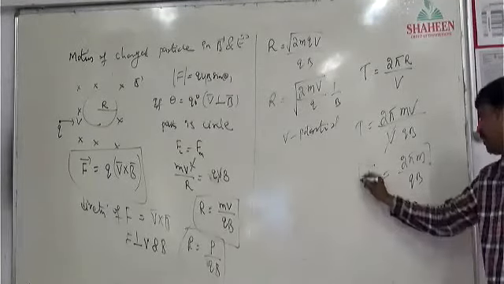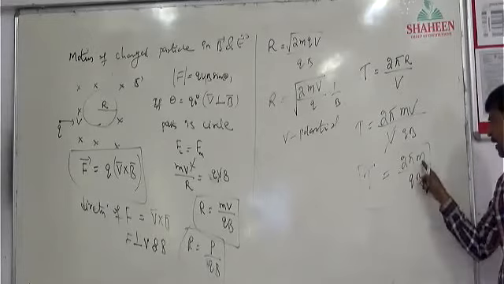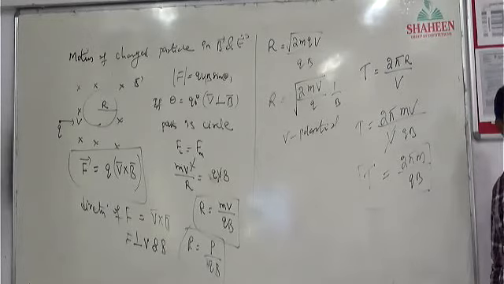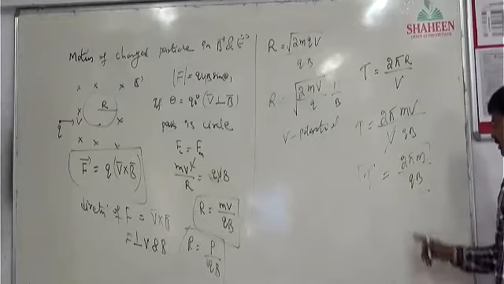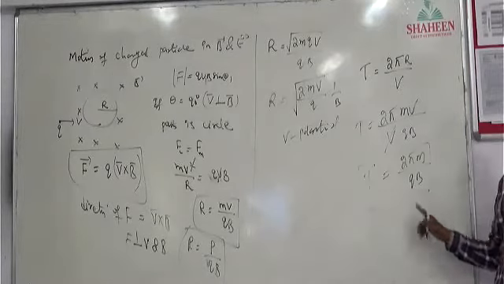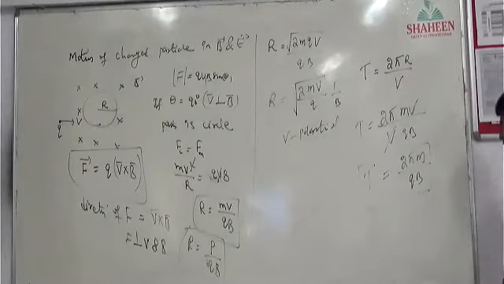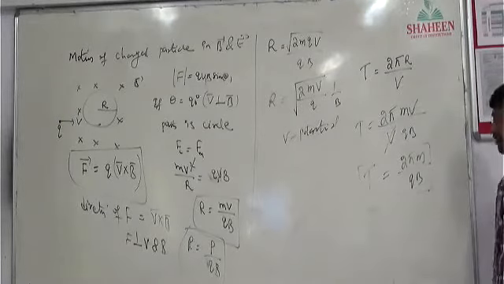Velocity is not there, look carefully. T equals 2 pi m by qB. Q is the charge, B is the magnetic field, m is the mass.